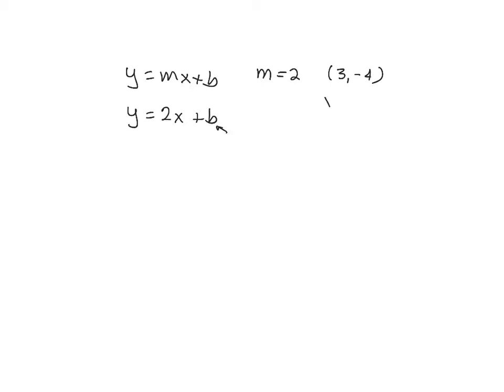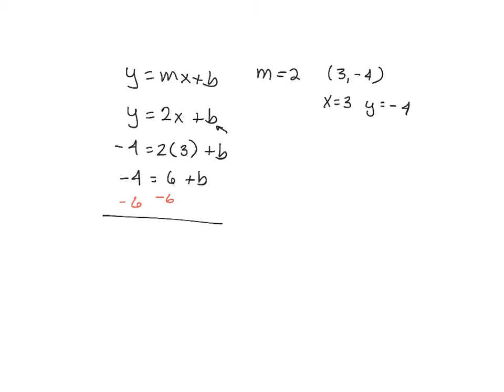Well, it so happens that I have this point where I know my x is 3 and my y is -4. So if I substitute -4 in for y, and my 3 in for x, you see I have everything but that b. And now I'm able to solve for b. So -4 equals 6 plus b. Let's subtract that 6 from both sides, and I have my b is -10. So my equation is y equals 2x minus 10.